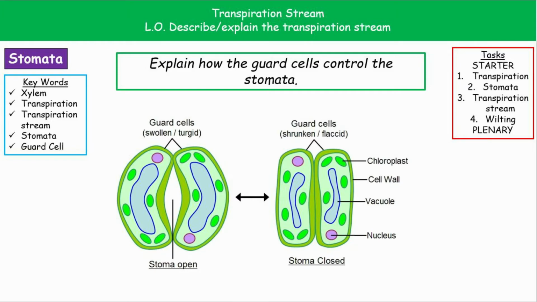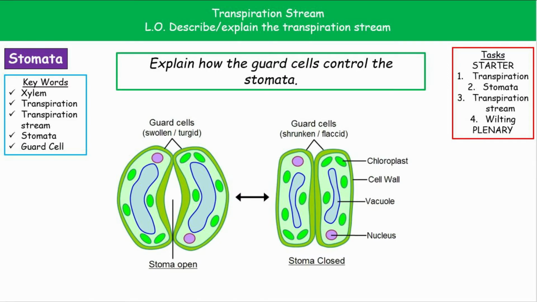So with your hands in your prayer position, if you then move so your fingertips are pushing against each other, so the very heel of your hand and your fingertips push against each other, then what you should find is that you almost form an arch with each hand and you've got a gap in the middle. That's exactly what's happening with our guard cells.